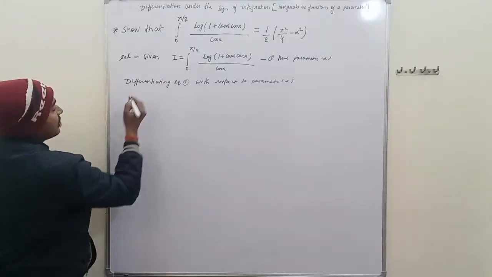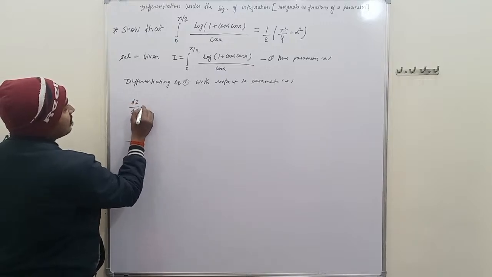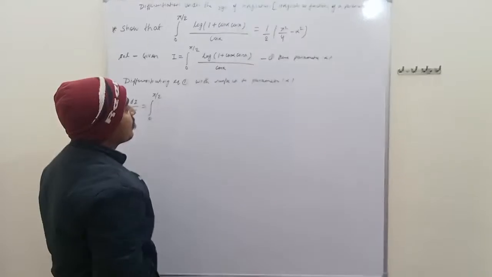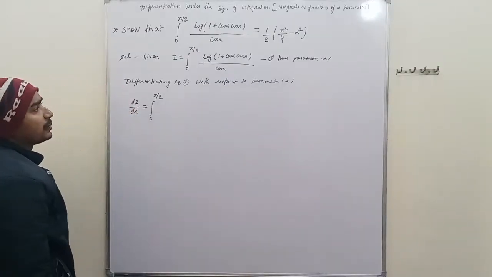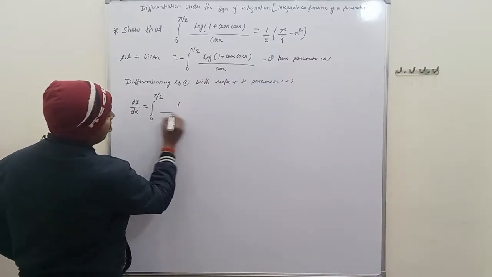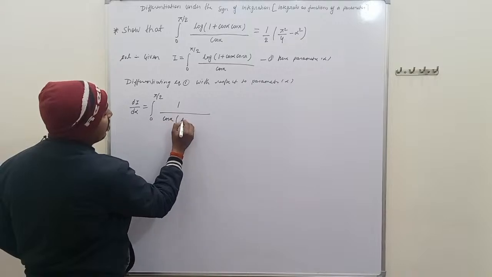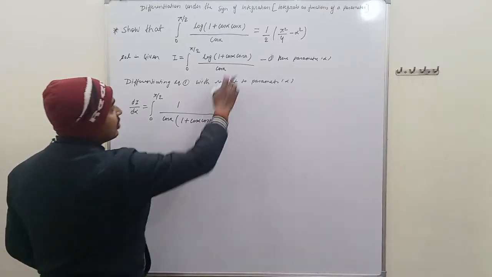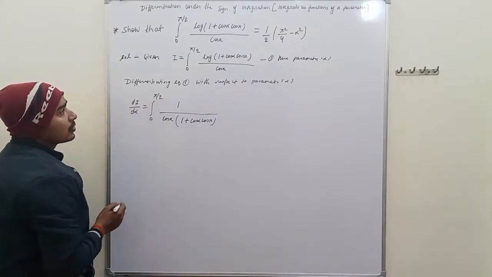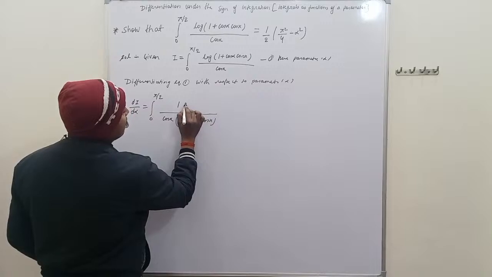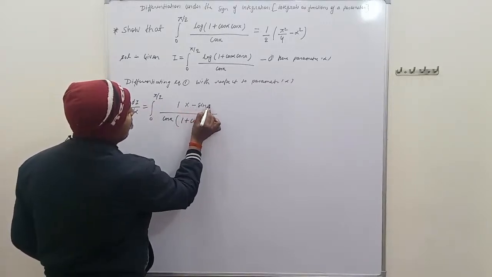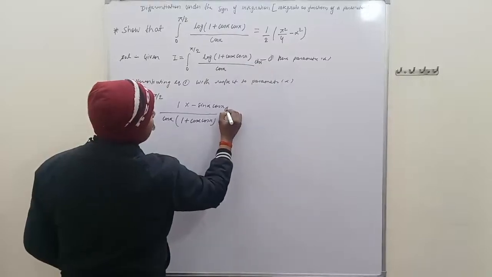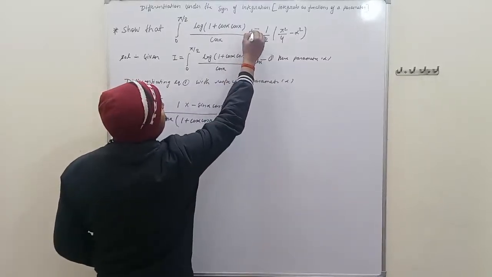Differentiating, dI by d alpha is equal to the integral from 0 to pi by 2 of the derivative of log of (1 plus cos alpha into cos x) with respect to alpha. This is 1 upon cos x, which is already present, times 1 upon (1 plus cos alpha into cos x), and further we differentiate cos alpha into cos x with respect to alpha, which gives minus sin alpha into cos x, and dx.